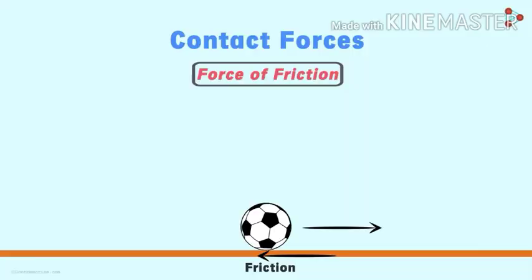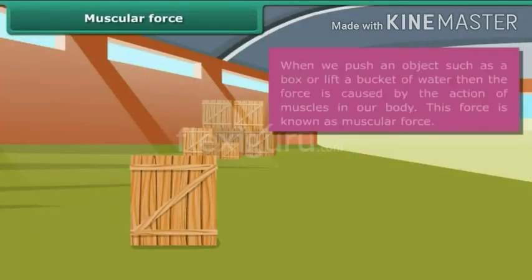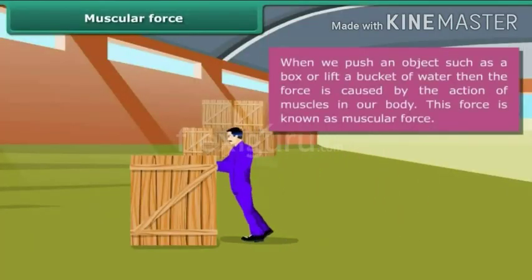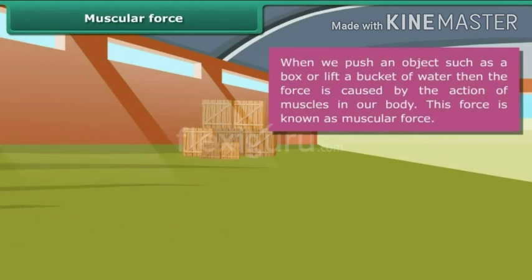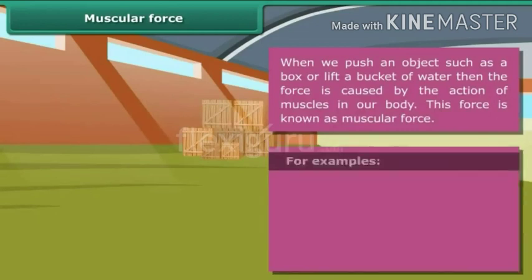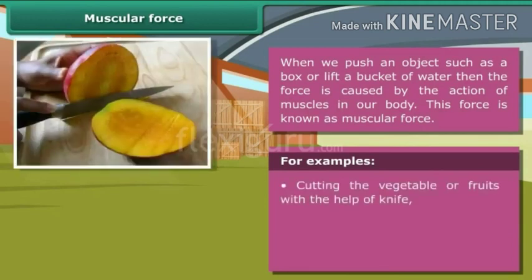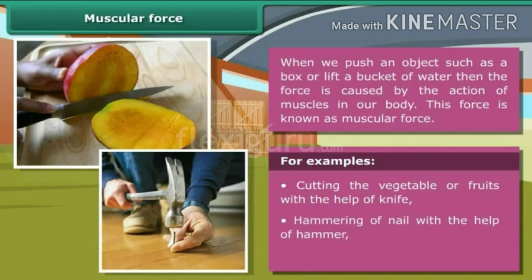We can walk and run because of muscular force. When we push an object such as a box or lift a bucket of water, the force is caused by the action of muscles in our body. This force is known as muscular force. Note that muscular force is always applied either directly through touch or indirectly with the help of a stick or piece of rope. For example, cutting vegetables or fruits with a knife, hammering a nail with a hammer, pulling a cart by a horse.